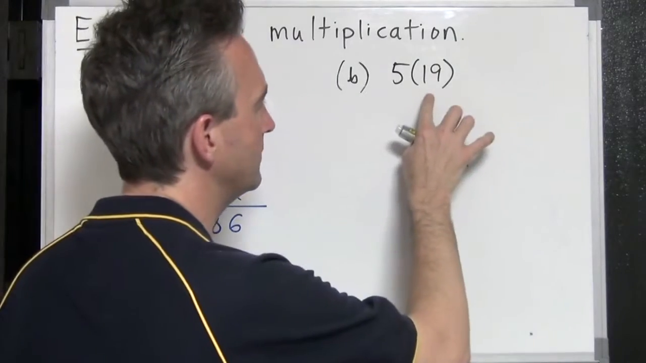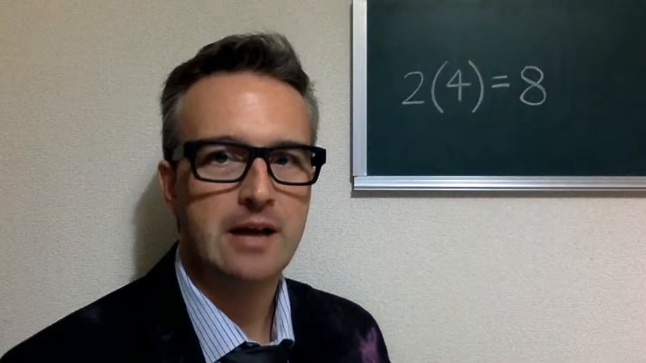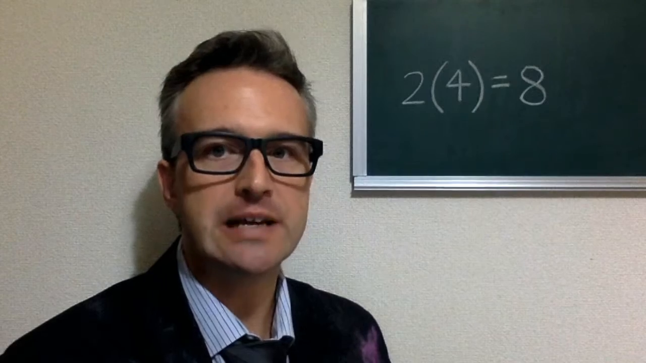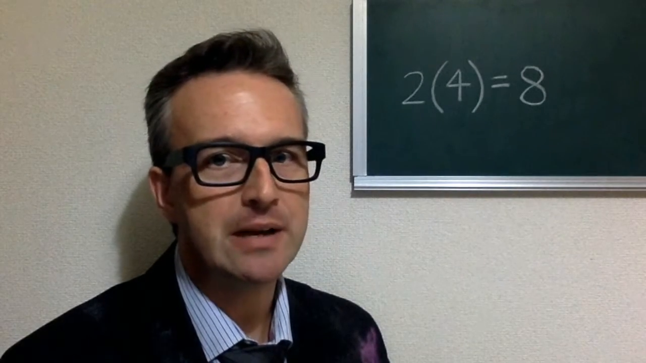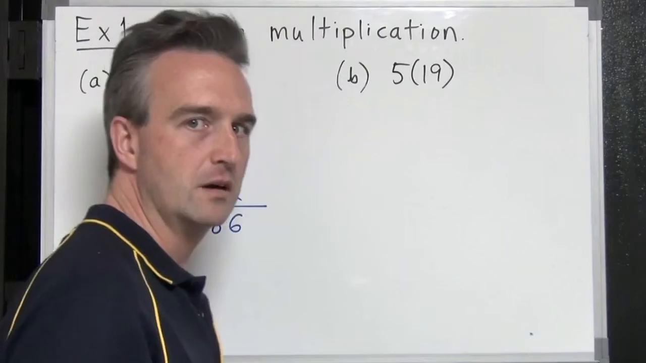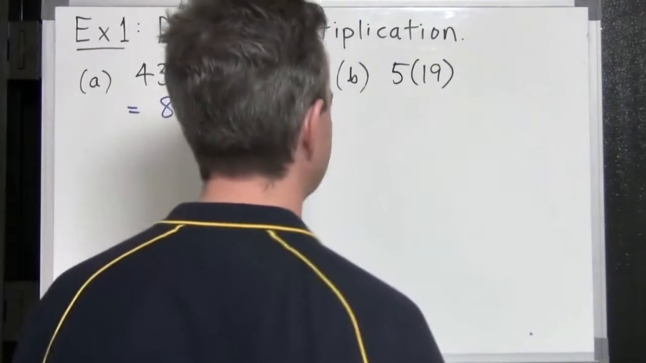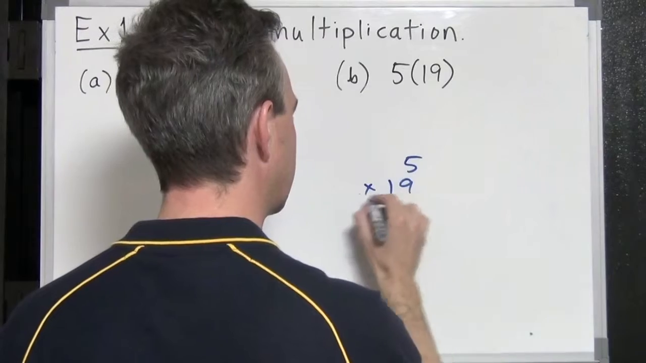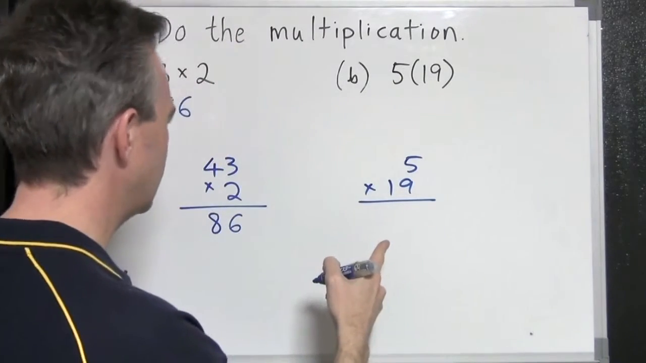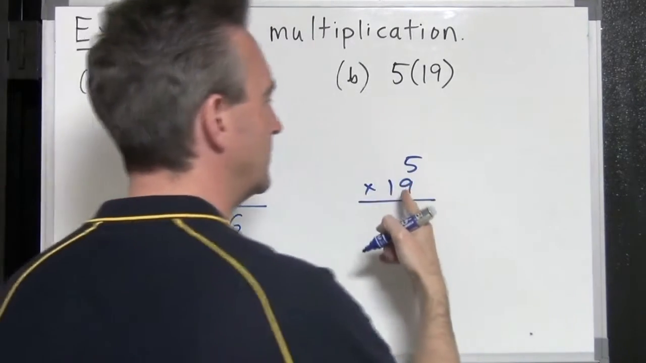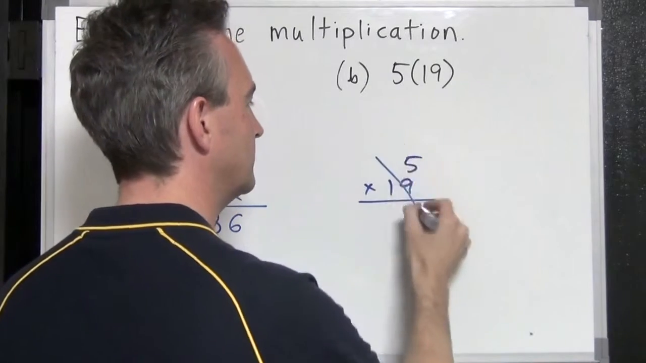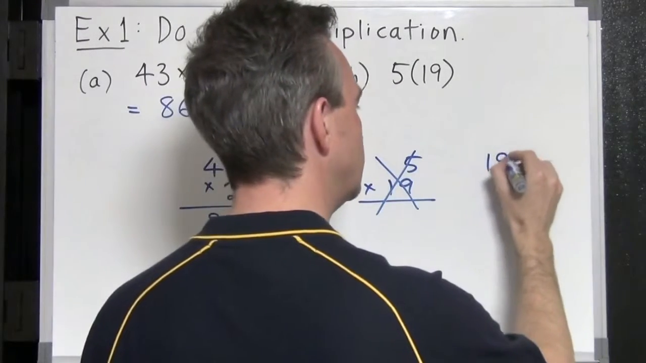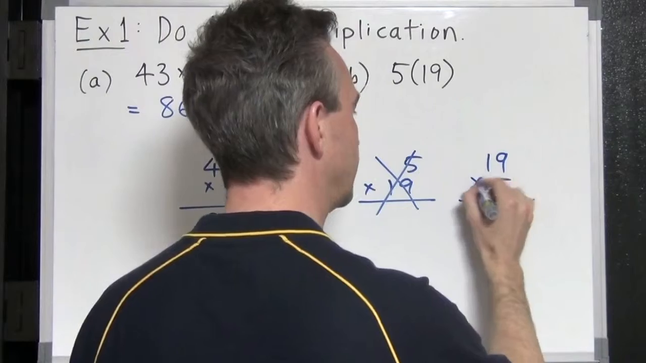Next one, 5(19). What the heck is that? That is a product. Whenever you see a set of brackets or parentheses in that manner, you just multiply the numbers. Oh, so this is just multiplication. That's weird. 5 times 19. I don't really like this myself. I'd rather have the 19 at the top and the 5 on the bottom. I'm going to change that. 19 times 5. That's better.